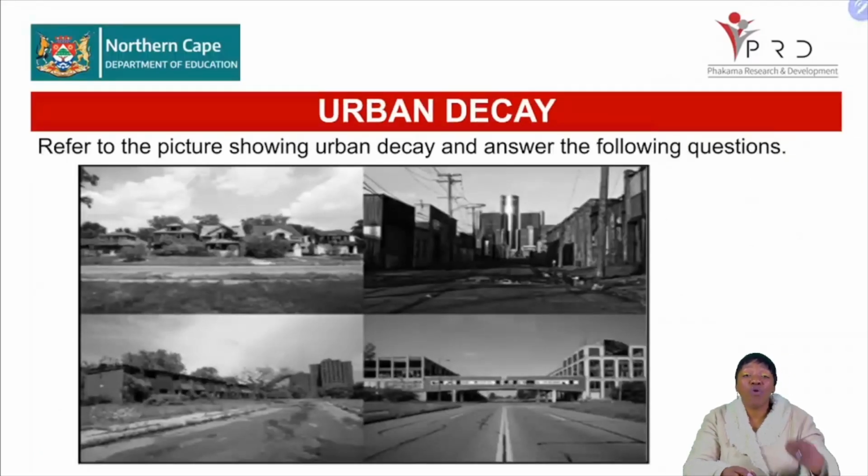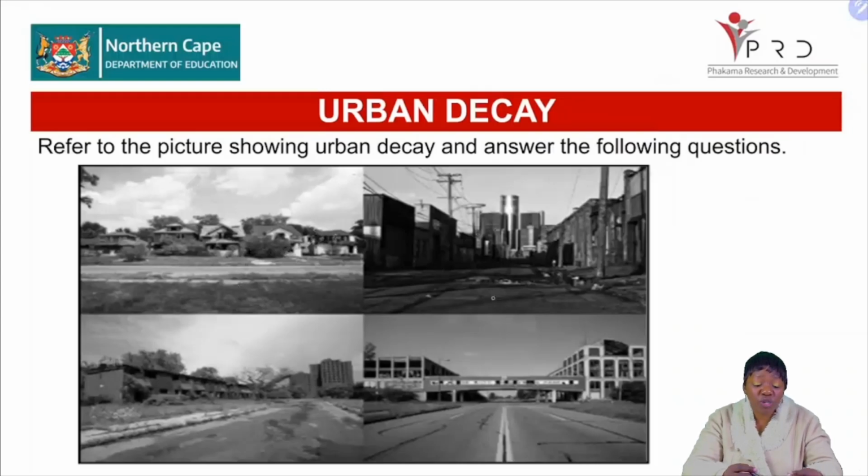We're going to look at your urban decay. So here you refer to the picture showing the urban decay and you answer the following question. By now, with urban decay, you're supposed to understand that we're talking about your urban blight. We're talking about the transition zone. So urban decay, mostly looking at the picture, remember the characteristic, we are saying it's the old buildings, the buildings where there is a lack of service, and the buildings that are abandoned. So looking at the pictures there, we can see that these are buildings that are not taken care of.